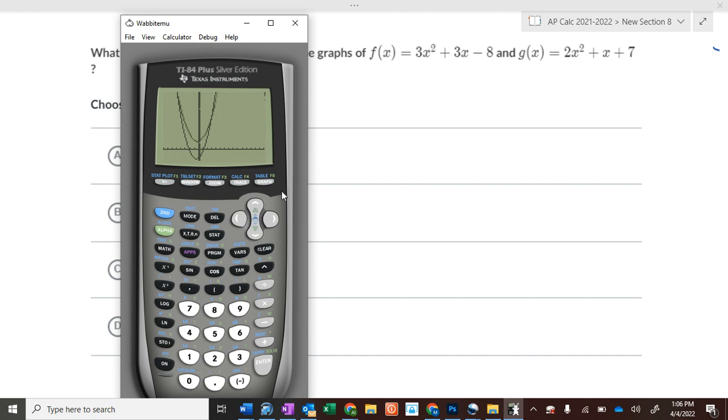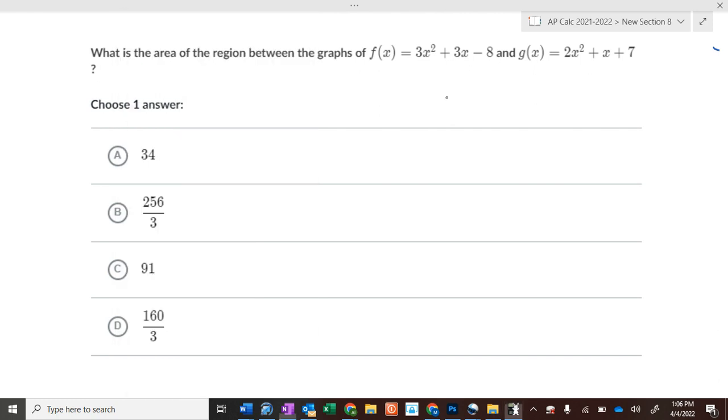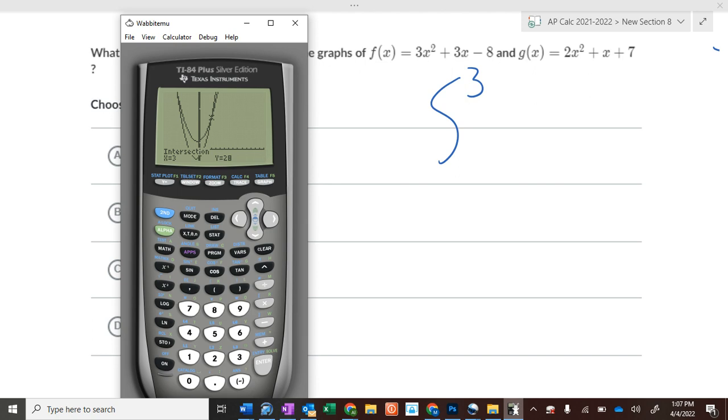Because I got to see where they cross. Okay? And where they cross is where we're going to start our integral and end our integral. So I'll go second trace and find out where they intersect, and then go enter, enter, enter over there. And they're going to intersect at 3. So our integral is going to go from 3 to somewhere.